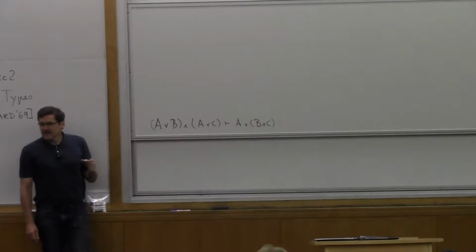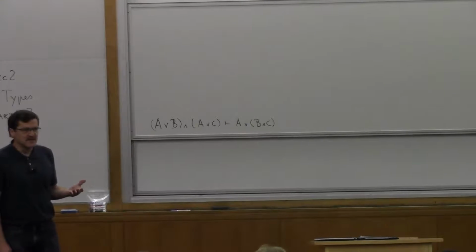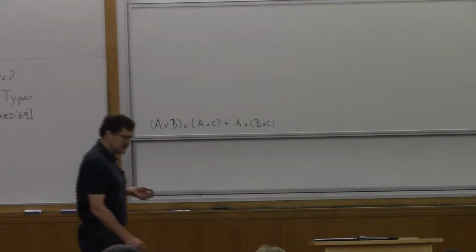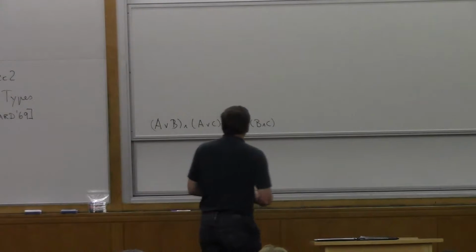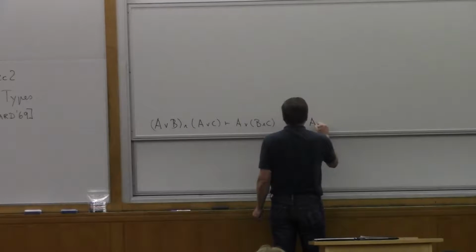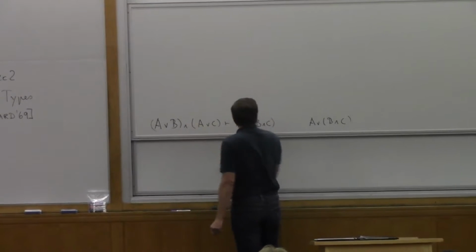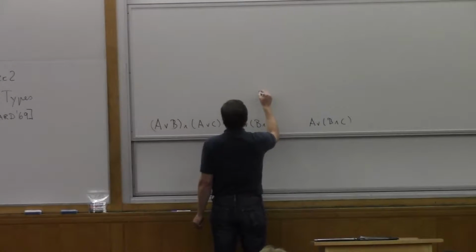Okay, so the only issue is how do you actually turn this into a proof in natural deduction? Intuitively, this is what holds. So how do we start? We start at the bottom. We're trying to prove A or B and C, and we have this assumption sitting somewhere out in the ether.